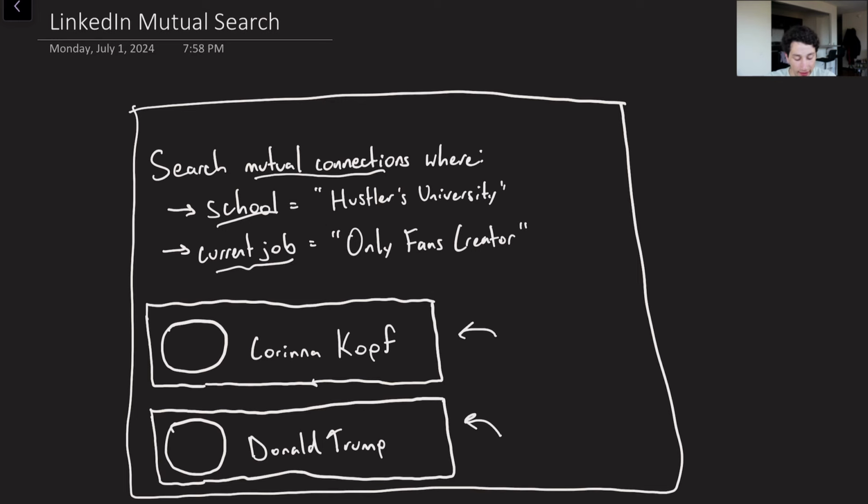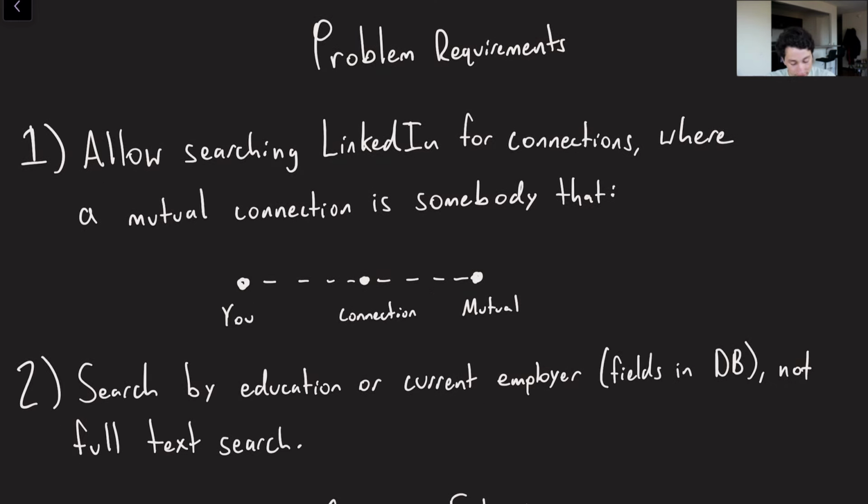So let's go ahead and formalize this problem requirement. Basically, the gist is we want to be able to search our LinkedIn for connections where it's going to be specifically a mutual connection, right? So if this is me, I have some sort of connection. I'm going to omit connection search in this problem because that's, go to a database and search it based on all my connections. The mutual connection is one where I'm not actually connected to them, but we share a connection in common. So this is going to be a pretty interesting problem.